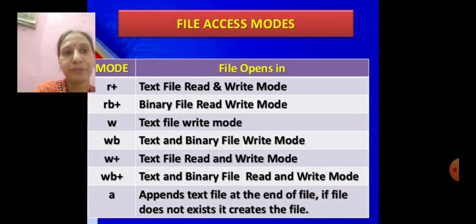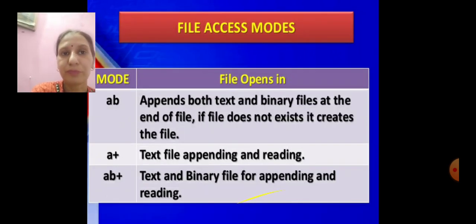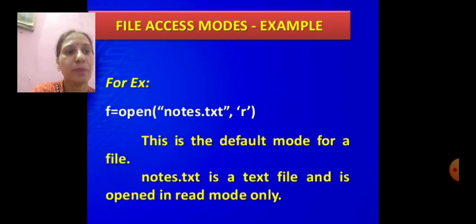In the same way, these are the access modes. r+ means reading and then writing. rb+ means read and write mode for a binary file. w means writing into a text file. wb means write mode for a binary file. w+ means text file read and write mode. wb+ means binary file read and write mode. And a is for appending to a text file at the end of the file. If the file does not exist, it creates the file. So these are the modes.